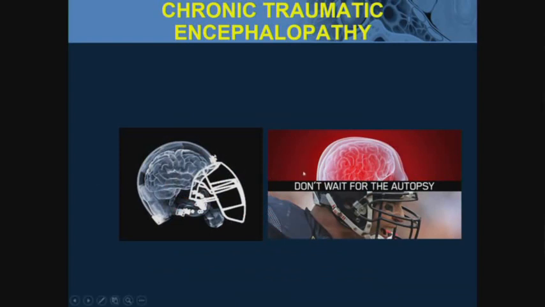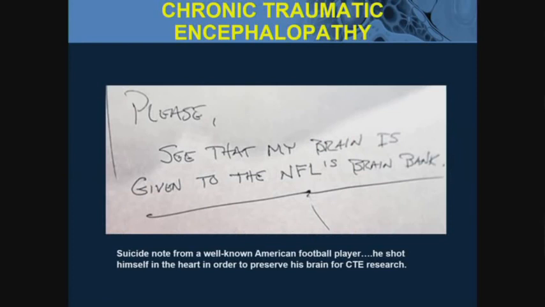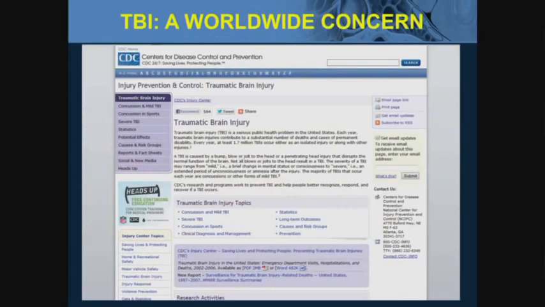And here's what the NFL, National Football League in the US is saying: don't wait for the autopsy before you start thinking about protecting your brain. This is a very well-known NFL football player. It's really hard to talk about. Here's his suicide note. Please see that my brain is given to the NFL's brain bank. And then to preserve his brain, when he committed suicide, he shot himself through the heart instead of the head. And indeed, when they did the autopsy, they found advanced changes of chronic traumatic encephalopathy.